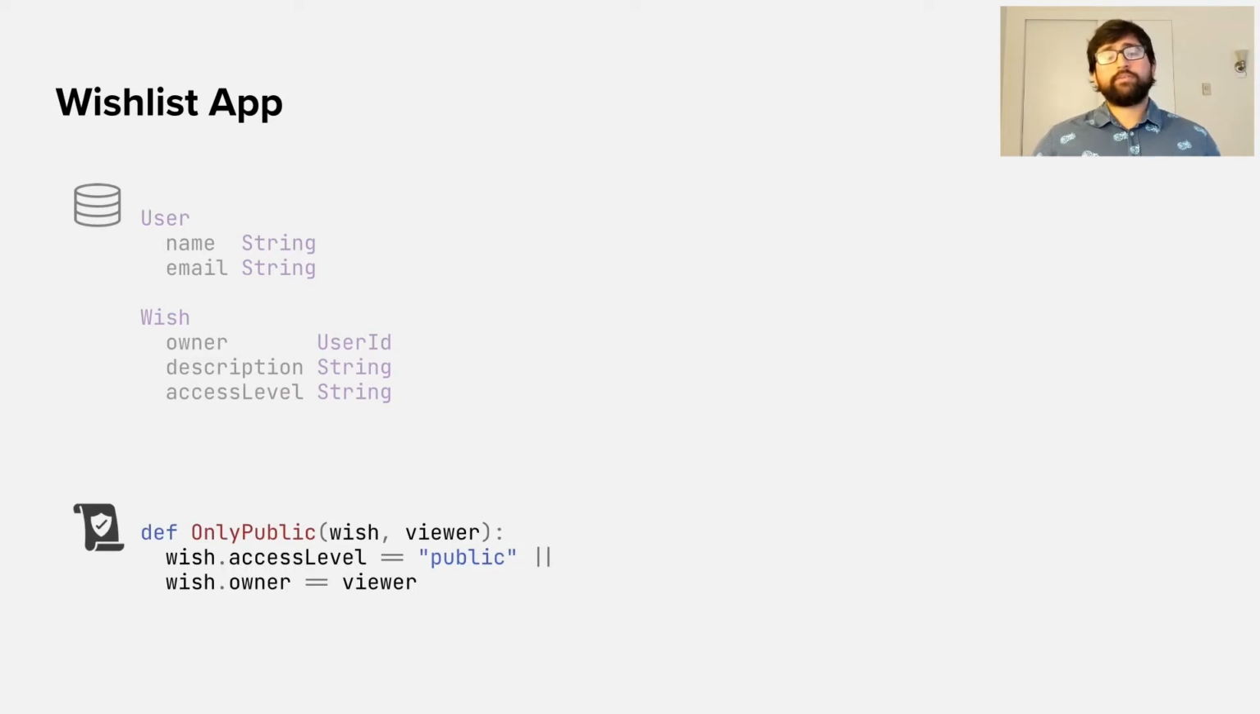With everything in place, we can now formally define the policy described earlier. In Storm, a policy is a predicate over a row and a viewer of type user, that is true if the viewer has access and false otherwise. In this case, the policy onlyPublic is true for wishes with access level equals public or if their owner equals viewer. After defining the policy, we can attach it to specific fields. In this case, we attach the policy onlyPublic to the description, meaning that the description can only be accessed by viewers satisfying the policy.